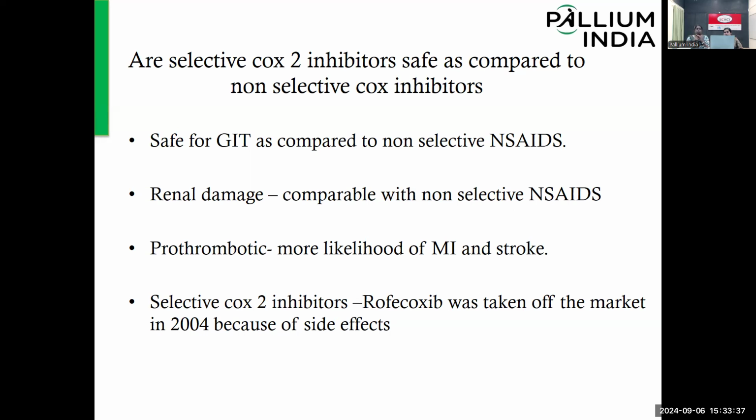And the thrombotic events, there is more likelihood of MI and stroke with selective COX-2 inhibitors, like rofecoxib, which was taken off the market in 2004 because of its side effects. So selective COX-2 inhibitors are safe for the GIT, and for renal damage it is comparable with non-selective NSAIDs. And regarding prothrombotic effects, there is more likelihood of MI and stroke.